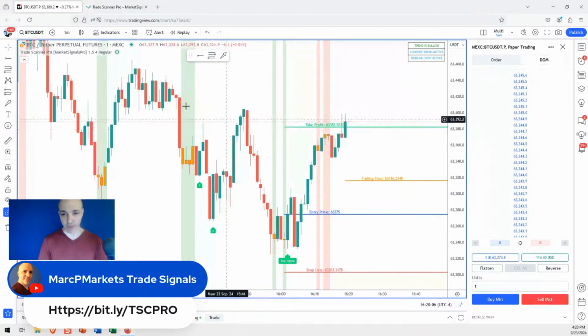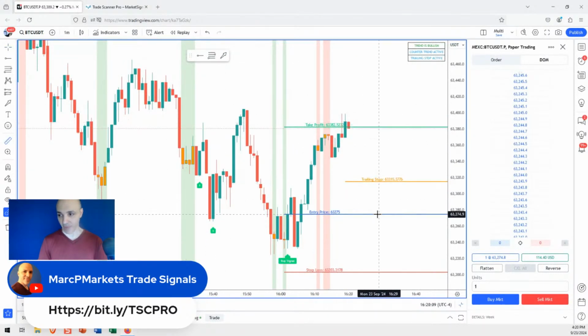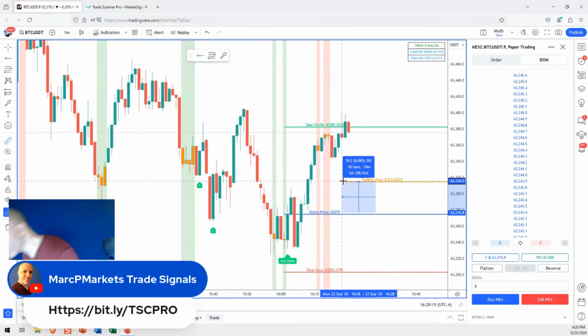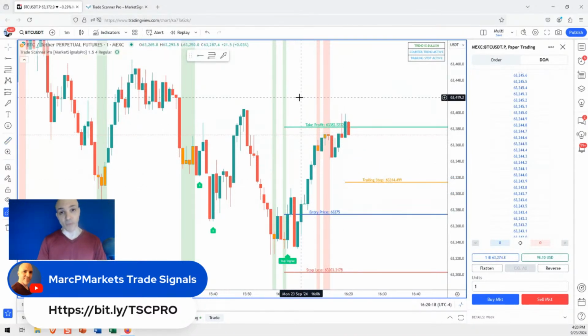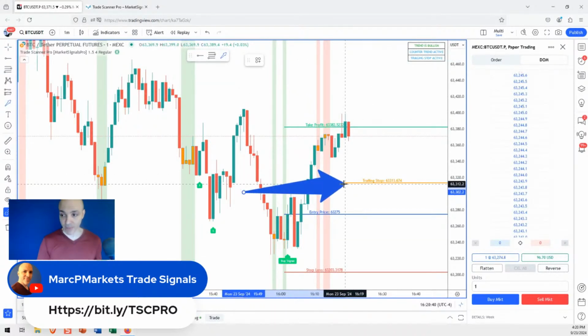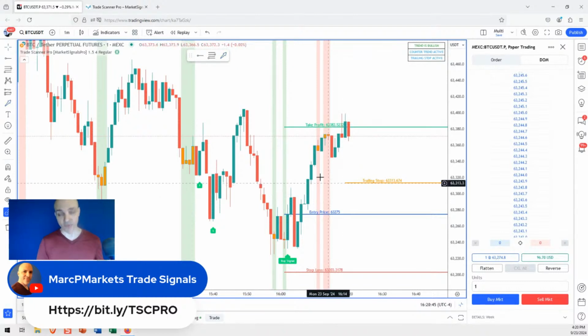So if this thing pulls back on me, I should be making, how much is that? 39 points. Think about this for a minute. My risk went from 74 points to plus 39 points. That's not risk. So at this moment, that's a guaranteed profit if it goes to this level right here. I should not be making less than 39 points on this trade if I respect the order. That's the value of the Trade Scanner Pro.